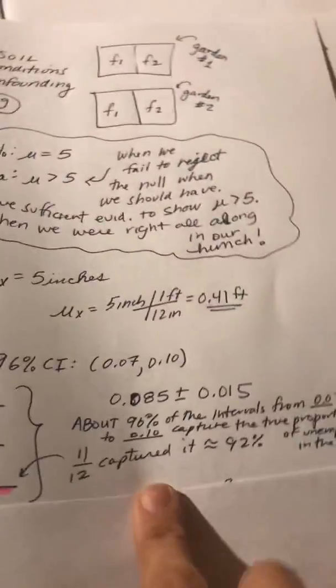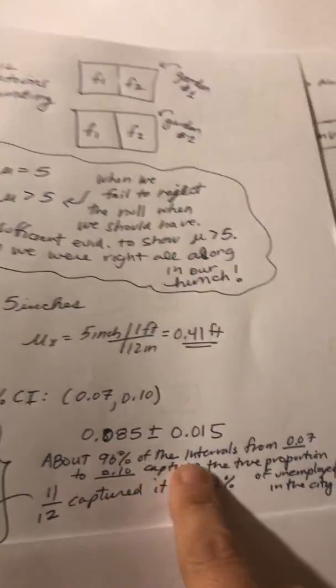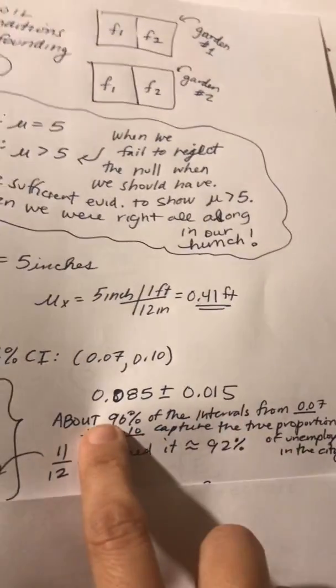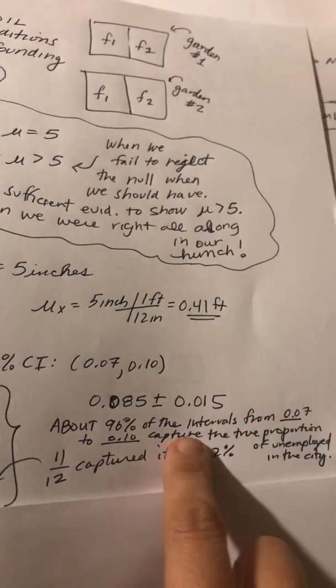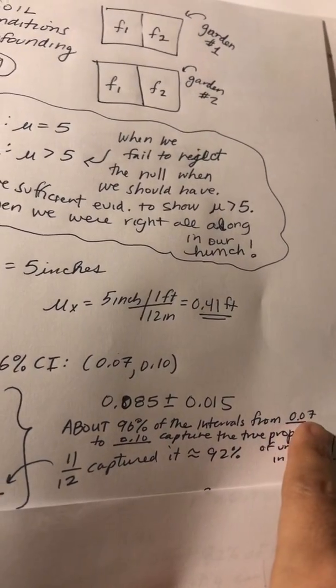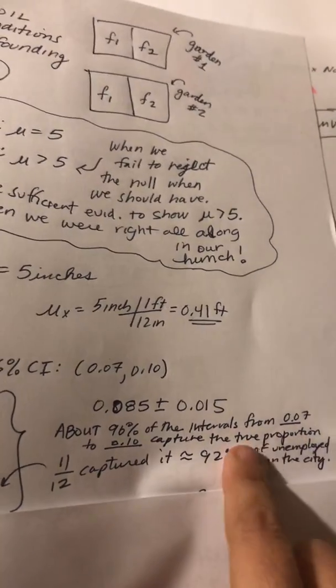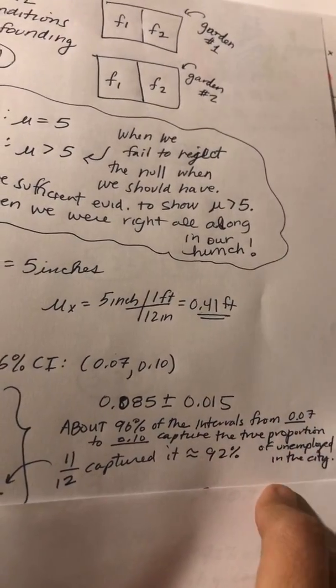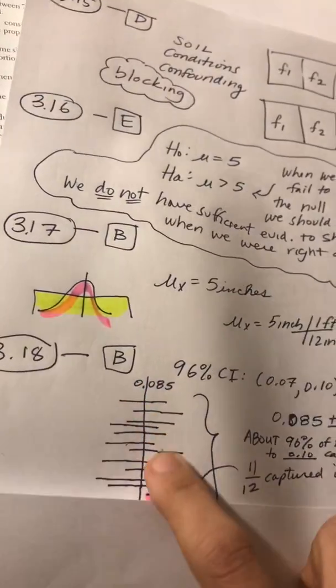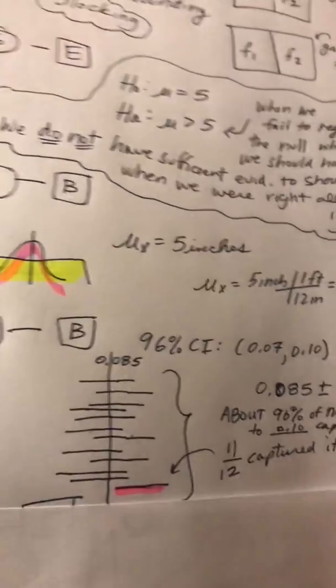And that's exactly what our script says. So practice maybe writing out the script so that you won't forget it. About 96% of the intervals from 0.07 to 0.10 capture the true proportion of the unemployed in the city. And this helps us think about what's happening in the calculator.